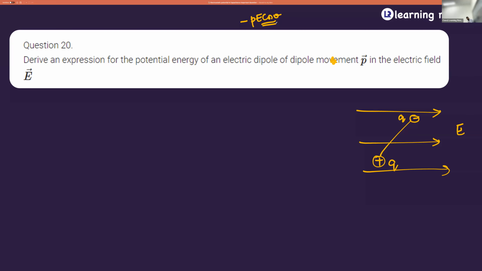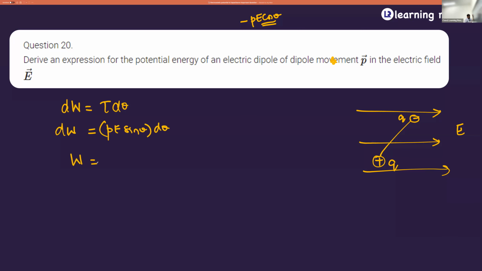To derive an expression for the potential energy of an electric dipole of dipole moment, what is the first step? So first you will write the expression for work done. How will you write it? dW is equal to tau into d theta, right? The next step will be about integrating it. So what is the value of torque? P E sin theta times d theta is what is dW.